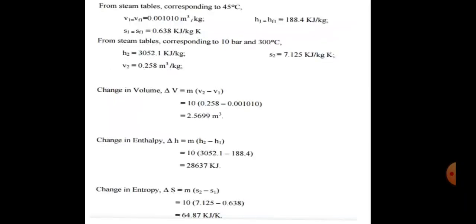From the steam table corresponding to 45 degrees, we can take V1 equal to Vf1, 0.001010 meter cube per kg, and H1 equal to Hf1, S1 equal to Sf1. So we know all the values from the steam table. From the steam table corresponding to 10 bar and 300 degrees centigrade, that is superheated steam, we can directly take the values from the superheat steam table: H2, S2 and V2.